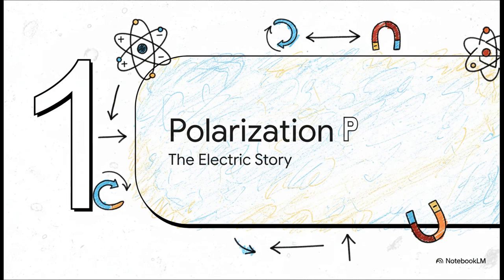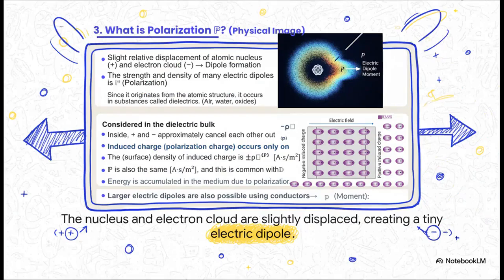All right, let's start with the electric story. Let's talk about polarization P. So what actually happens when you take a dielectric material, something like plastic or glass, and you stick it in an electric field? Let's zoom way in, down to the atomic level. An external electric field comes along, and it starts pulling on the positive nucleus and the negative electron cloud, but in opposite directions. This causes a tiny little stretch, just like you see in the diagram, and that creates what we call a tiny electric dipole.